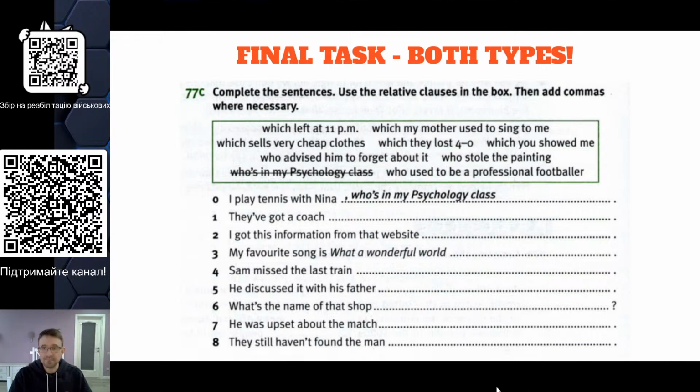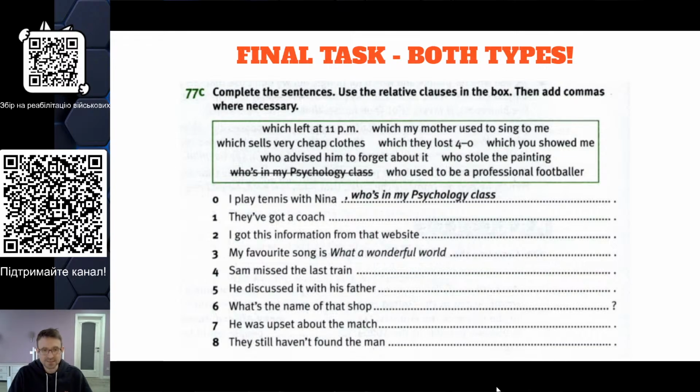Number seven, he was upset about the match which they lost 4-0. Here we do need to have a comma because obviously he is upset about the most recent match, the match that has just happened. So we know which match you are talking about, and so which they lost 4-0 is just extra information about why he is upset, and so we should use the comma here.